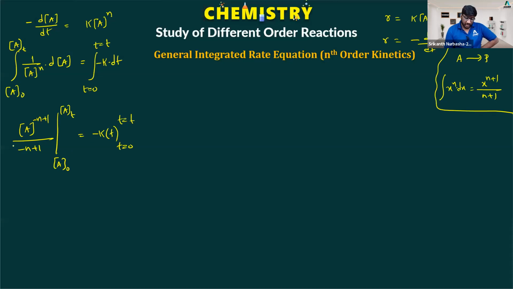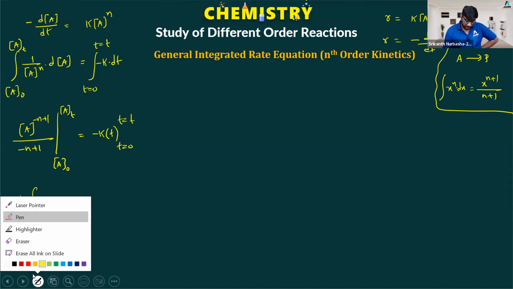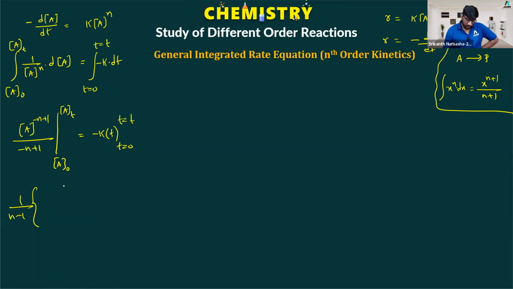So this minus I am bringing to the other side. So I can write 1 by n minus 1 into concentration of A. I'll write this down as 1 by concentration of A at time t whole power 1 minus n, minus 1 by concentration of A at time t equal to 0 whole power 1 minus n, is equal to minus k into t. I have brought the minus to the other side, so plus k into t. So this was your function.